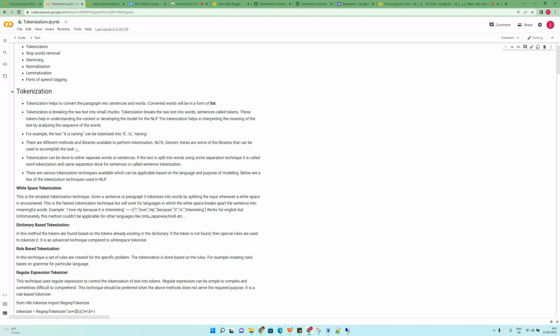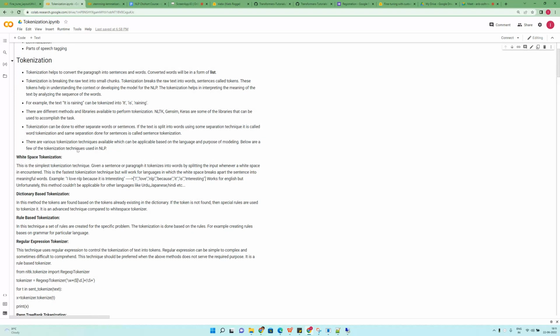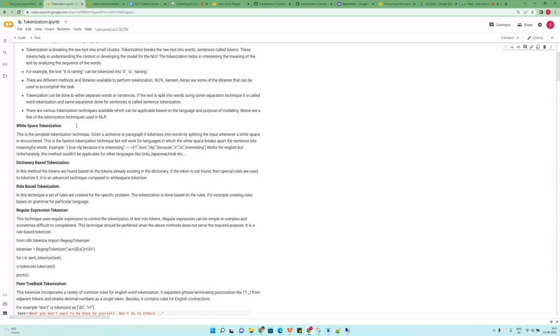So there are different libraries out there to do tokenization, like NLTK, Gensim, Keras, etc. And tokenization can also be done using separate words or sentences. The text is split into words using a separation technique called word tokenization, and the same separation can be done for sentences that I just talked about.